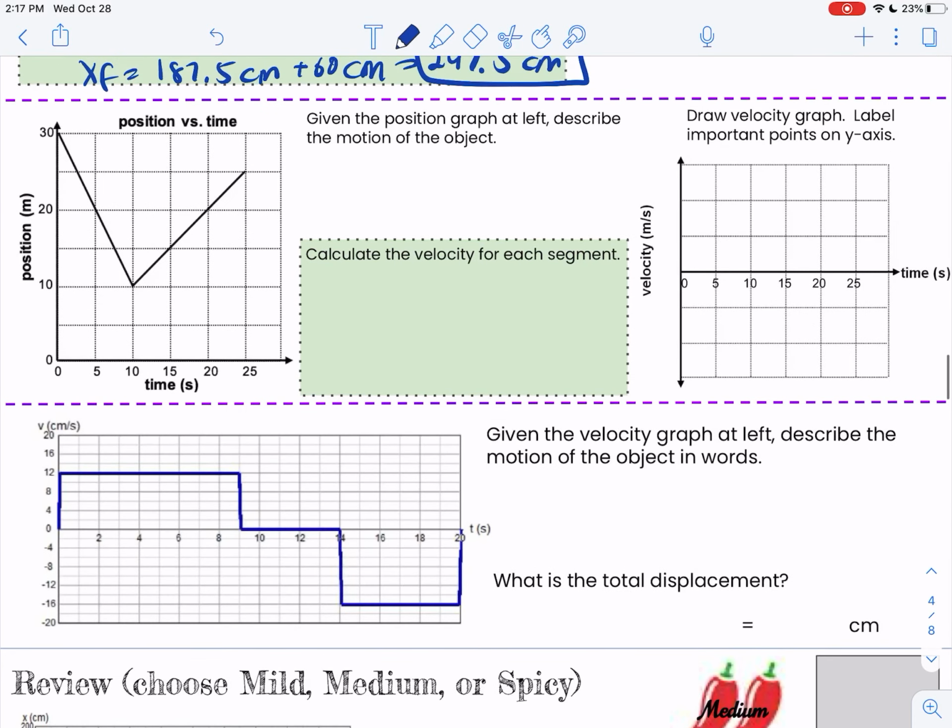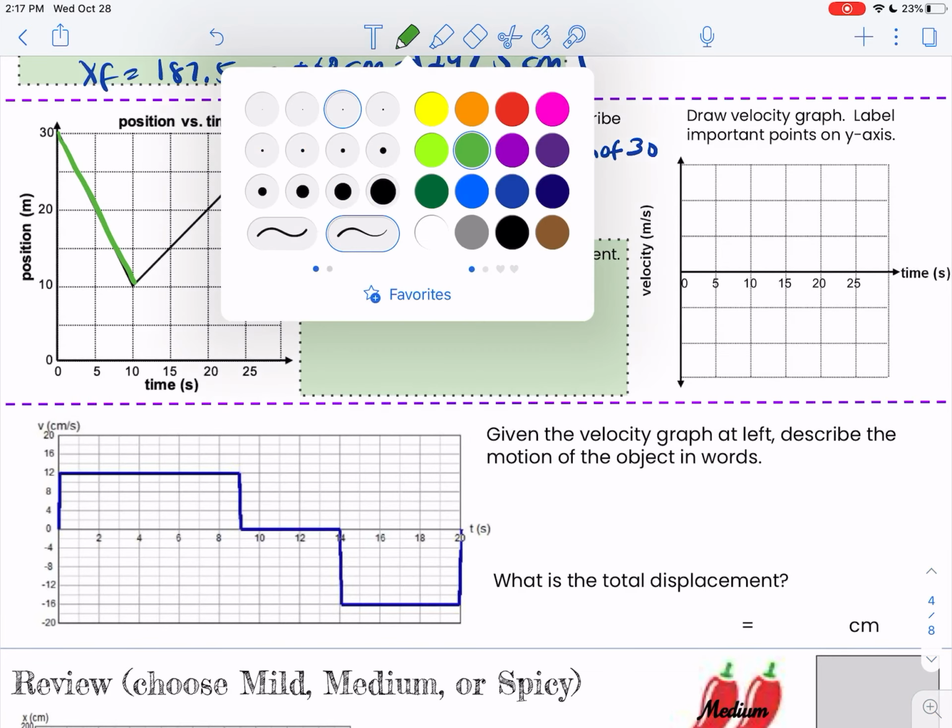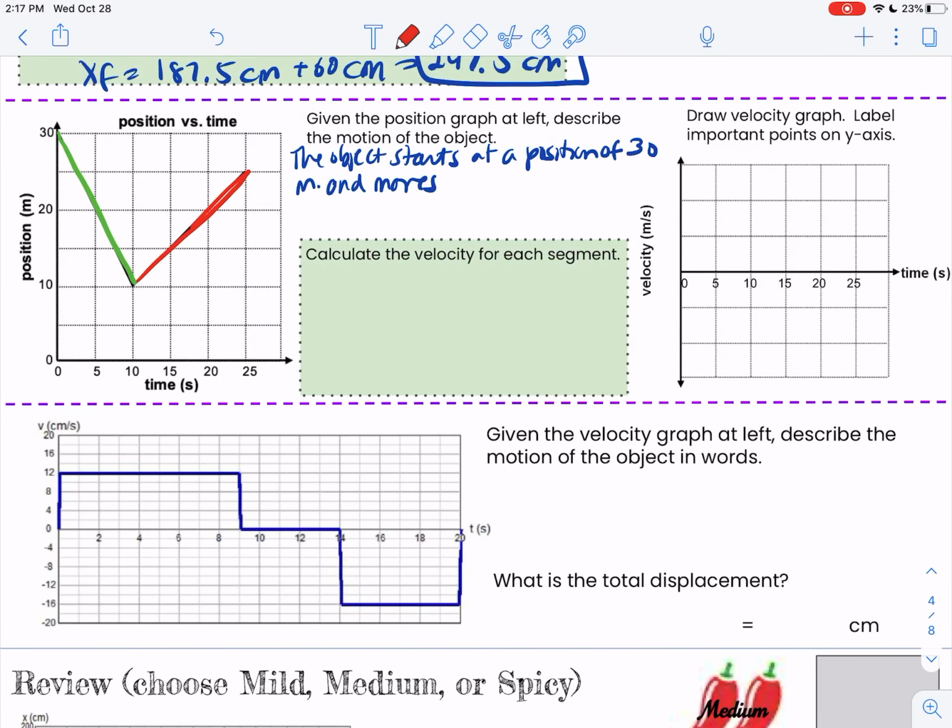Next one. Given the position graph at left, describe the motion of the object. We want to say the object starts at a position of 30 meters and moves. Now I have to decide if it's slow or fast. This one is my negative direction, and that's my positive direction. The green line is steeper, so I would say it moves quickly in a negative direction.